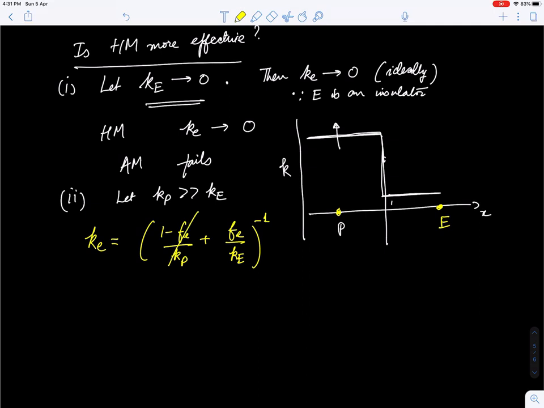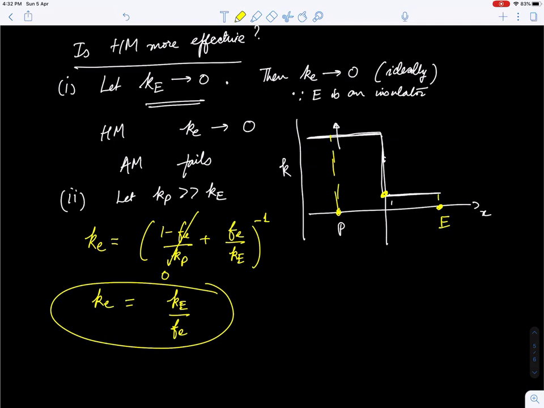So if Kp is much more than KE, then this term would be nearly negligible, and so we'll get Ke effectively as KE by Fe. Now what does this imply? What this means is that the interface conductivity at this point is independent of the value at point P. It is solely dependent on the value at point E, but it is not equal to KE.